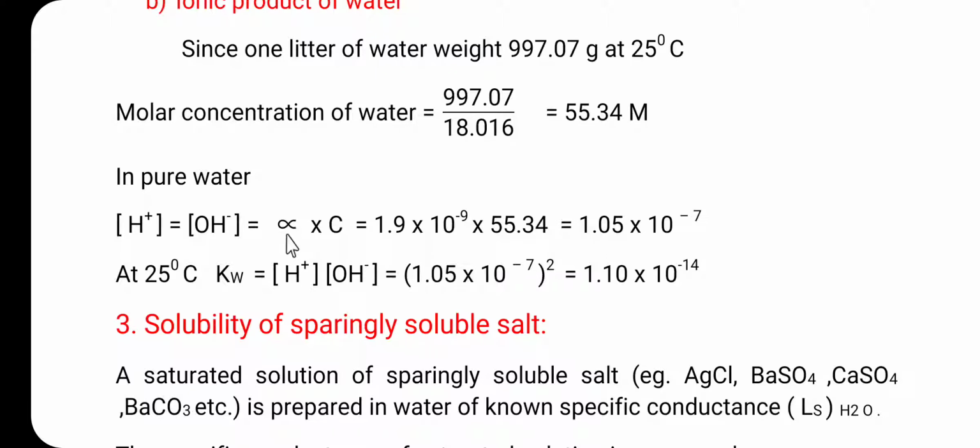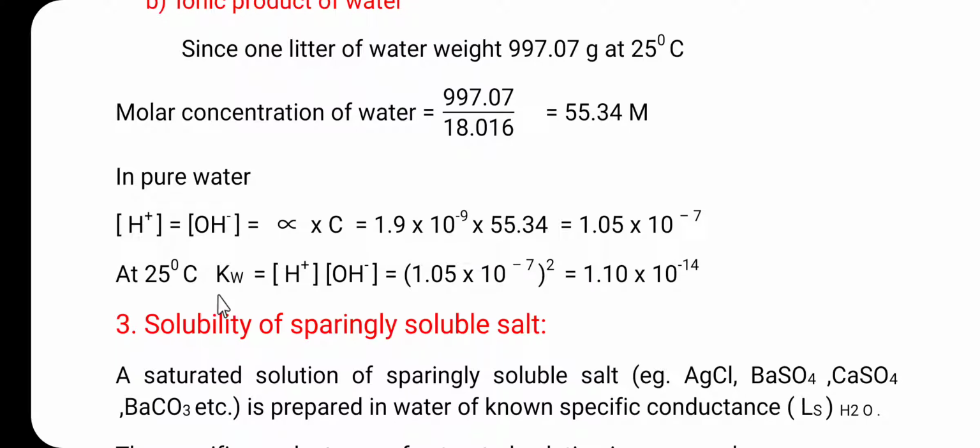So in pure water, the concentration of the H plus ion is equal to the concentration of the OH minus ion, which is equal to alpha into C. Already we have calculated the value of alpha, the degree of dissociation of the water, in step number 1. It is 1.9 into 10 to minus 9, multiplied by the molar concentration, 55.34. When we solve this, we will get the concentration of the H plus ion or the OH minus ion, equal to 1.05 into 10 to minus 7.